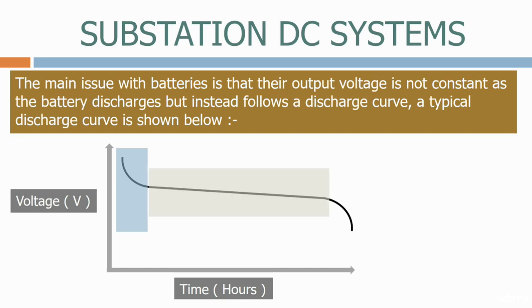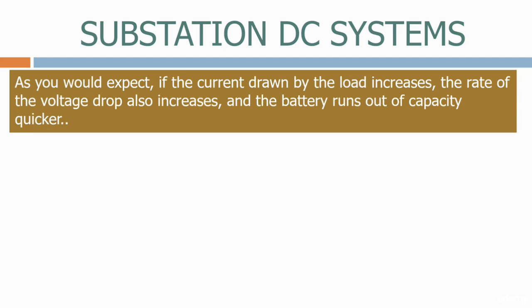Eventually, the rate of the voltage drop stabilizes and the battery slowly discharges. The final phase is when the battery is reaching the end of its capacity. In a similar way to the initial period, the rate of voltage decline increases substantially. As you would expect, if the current drawn by the load increases, the rate of the voltage drop also increases, and the battery runs out of capacity quicker.